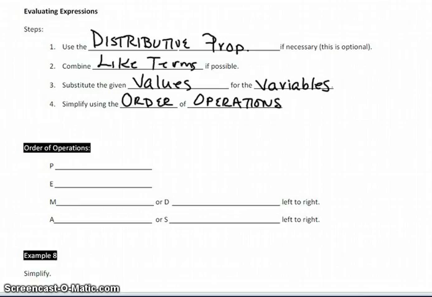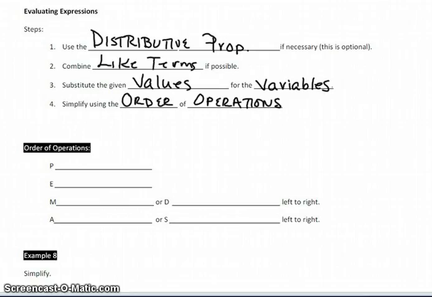Now, mathematicians have the order of operations so that when we're looking at a problem, we're all solving it the same way and we all arrive at the same answer because we're following the same steps. So if we do things in different order, we'll all come out with different answers, and we want everyone to proceed through this process and get the same answer.